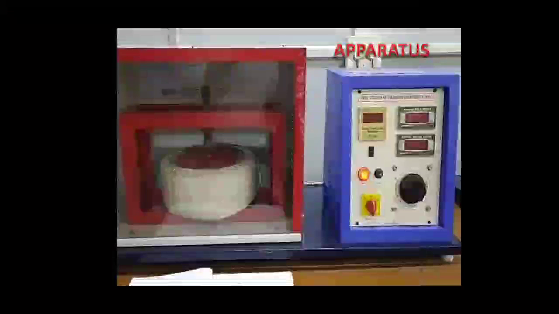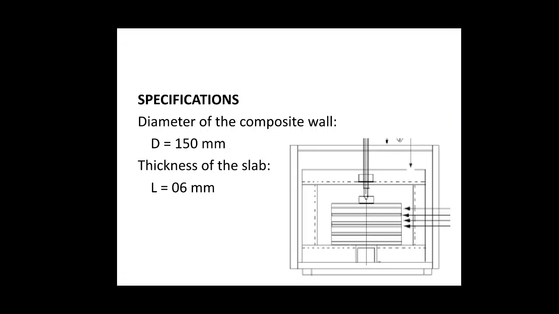Now on the right you can see the control panel, which we'll be using to perform the experiments. The thermocouples are attached at the interface of 2 surfaces of the composite wall. Suppose from one wall to the other wall, in between the interface, thermocouples will be attached. There are a total of 6 thermocouples, which are T1, T2, T3, T4, T5, T6. So 1 and 2 will be at the interface of the first 2. 2 and 3 will be at the interface of the second 2 in the top and the bottom, likewise.